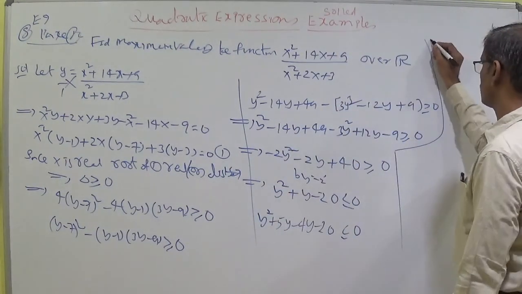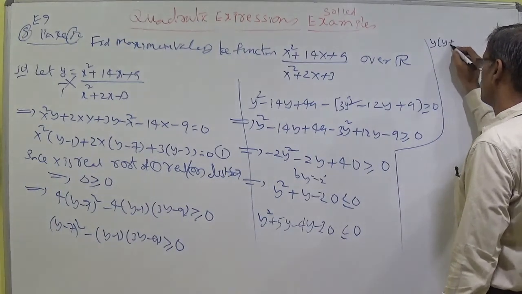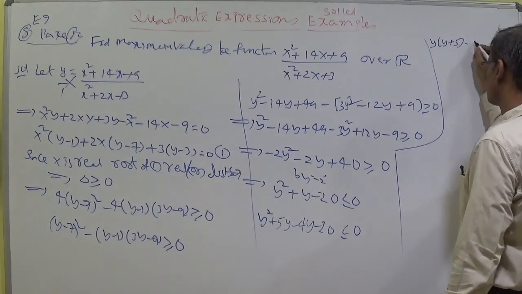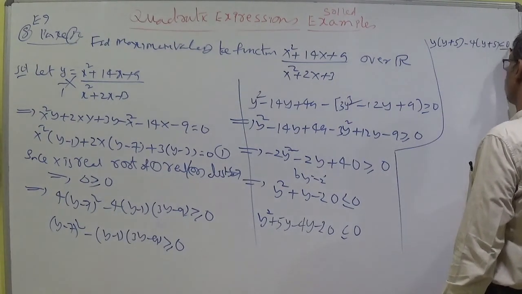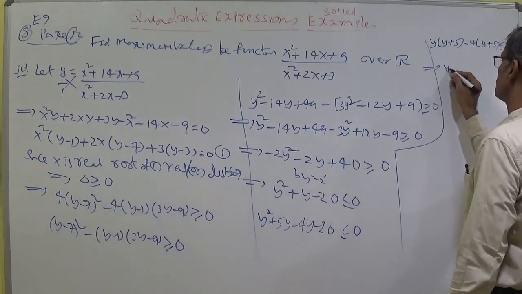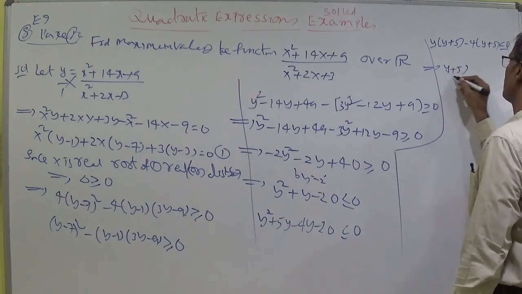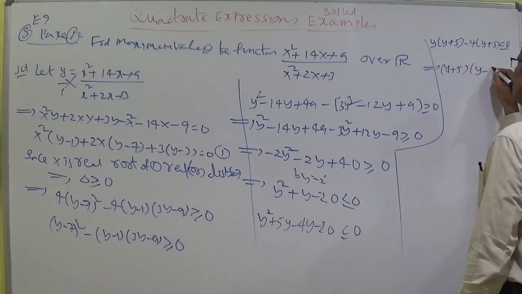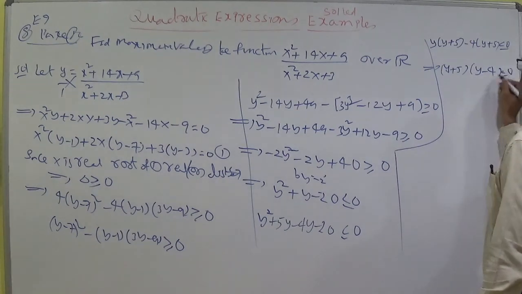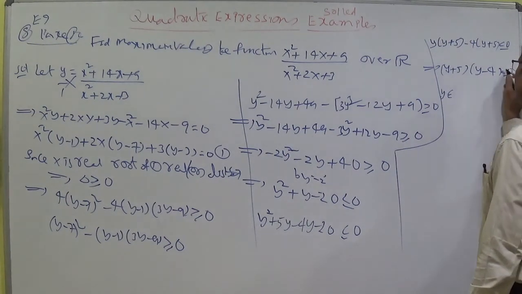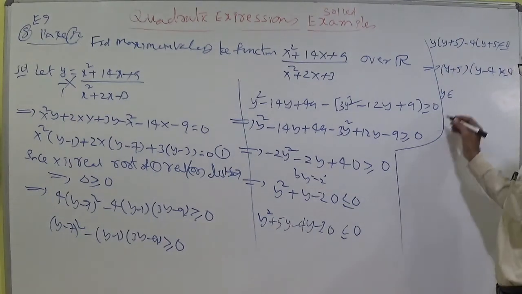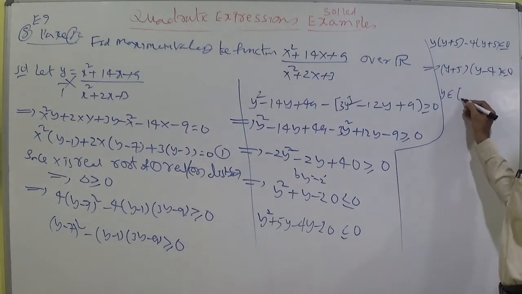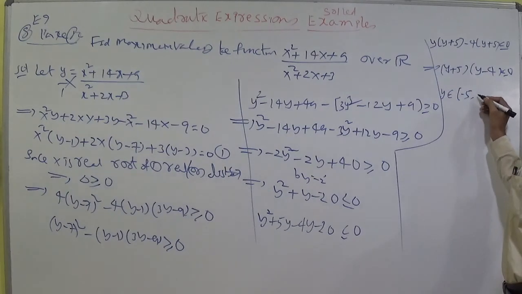Now you can write y taken common, it becomes y plus 5, and minus 4 taken common within the brackets, y plus 5 into y minus 4 less than or equal to 0. You can write here according to options, according to the formula x minus alpha and x minus beta less than or equal to 0, then x lies between alpha and beta. Then you can write y belongs to minus 5 comma 4.